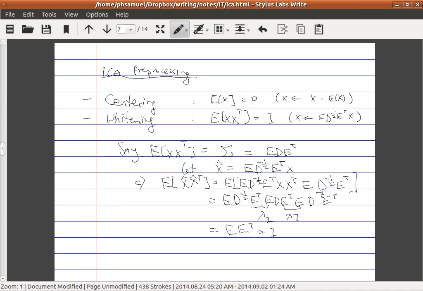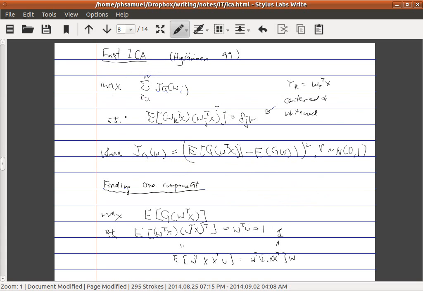So anyway, you can go through this very easily. This is basically very simple algebra again. So this is helpful, as you will see later. It simplifies some of this derivation, as long as we assume that x is centered and also y is whitened.